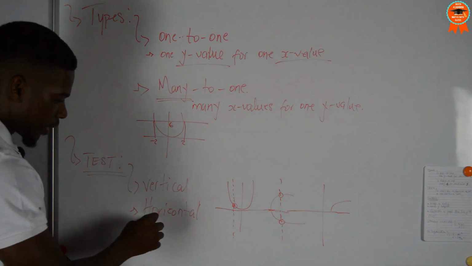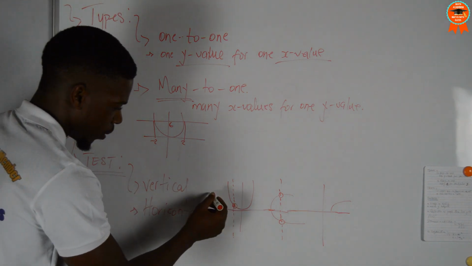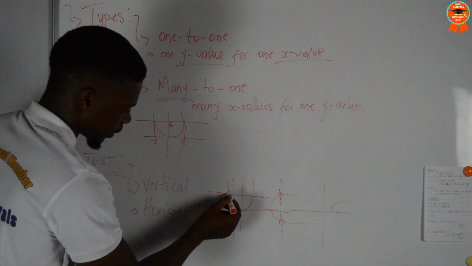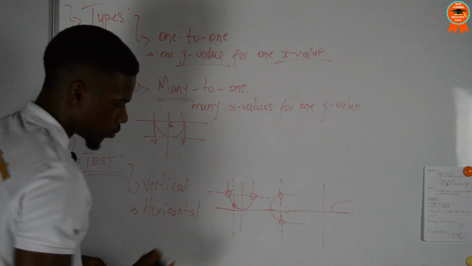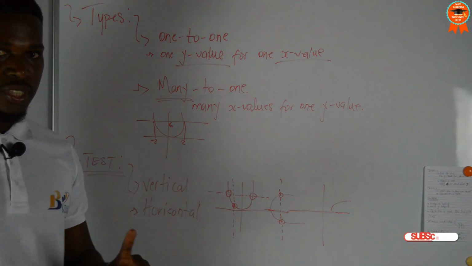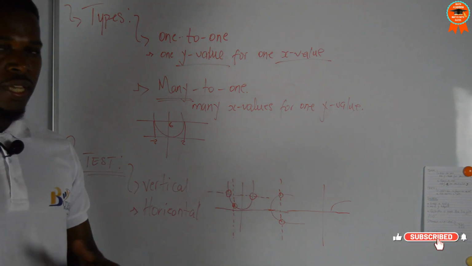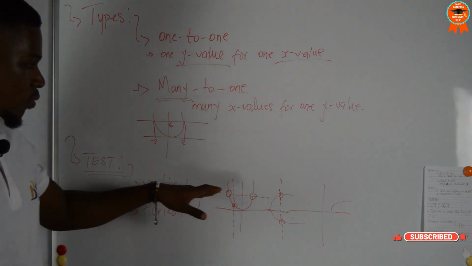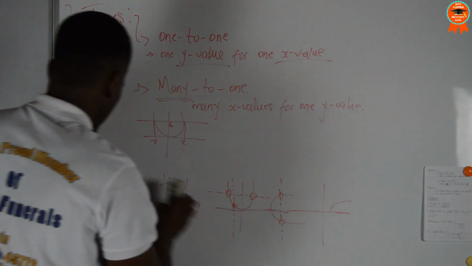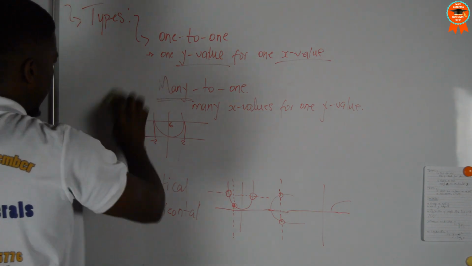So for the horizontal line test, you draw your dotted line horizontally. How many times does it touch? It touches 1 and 2, then this function is which type? Many-to-one. If it touches twice or more than twice, it's a many-to-one. If it touches once, it's a one-to-one function. As simple as that. Now let's do the inverse in detail.